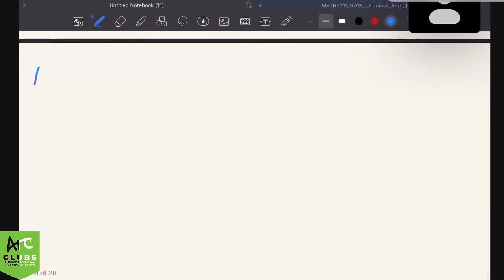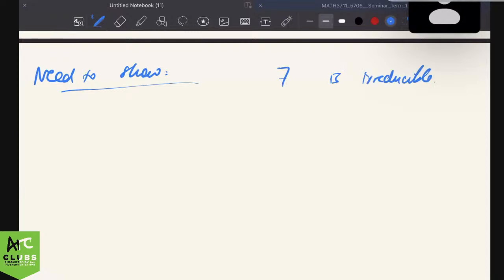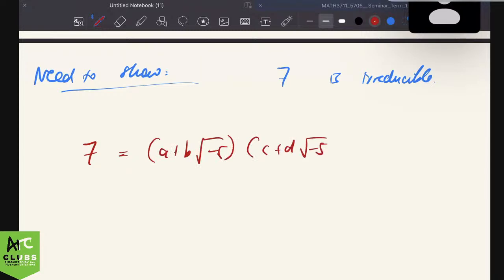So we need to show that 7 is irreducible. Which means that, remembering what we said before, if we write 7 equals a plus b square root minus 5 times c plus d square root minus 5, then one of these elements, like a plus b square root minus 5, needs to be either an associate of 7 or a unit. Sweet. Let's give this a try.